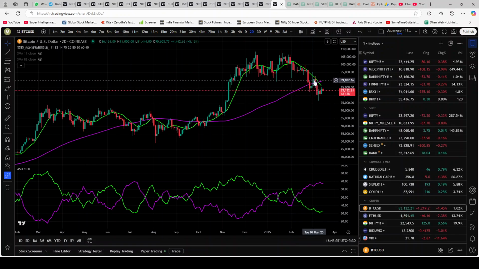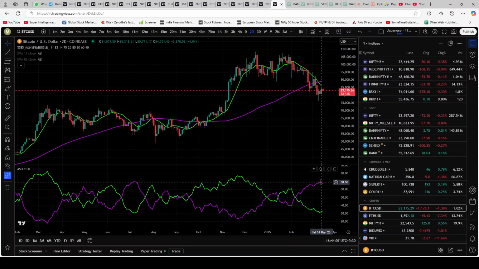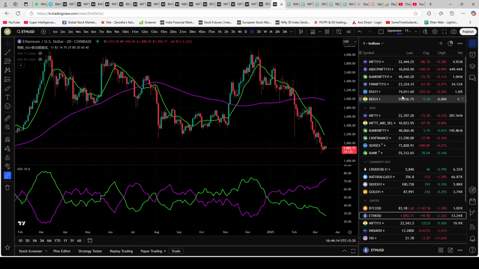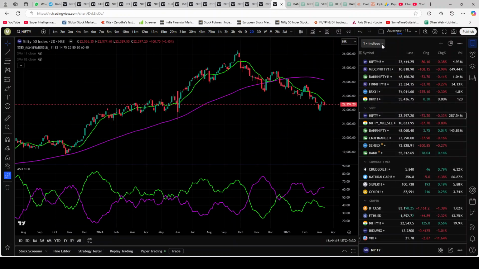Even right now, I think Bitcoin cannot be called bullish till this cuts and goes up again. Currently, you can see the crossing over here. If the green starts increasing over here and the purple starts dropping, then maybe bullishness will resume. All right, this is Ethereum. All right, Ethereum. Now let's go on and see individual stocks.